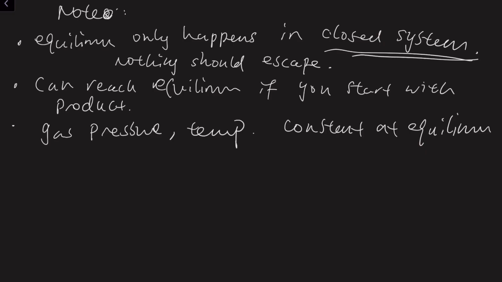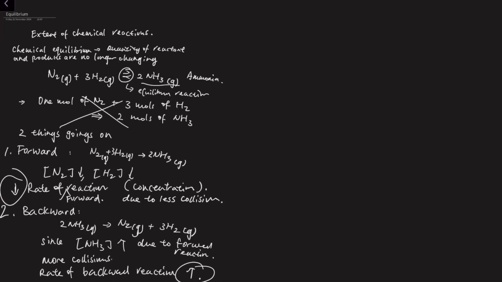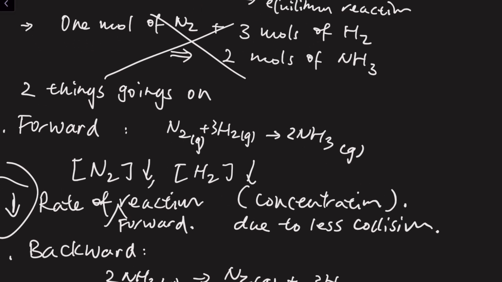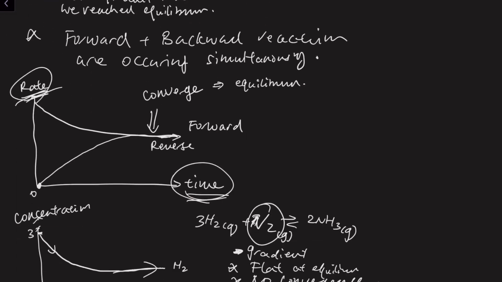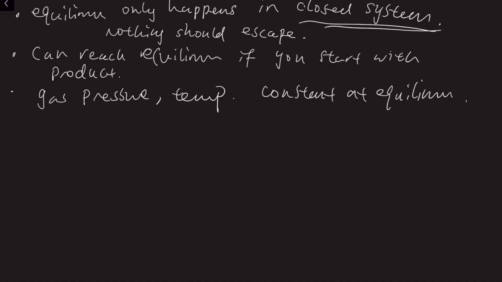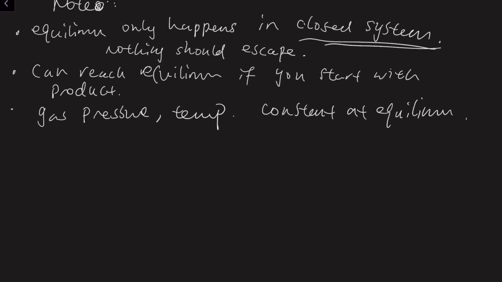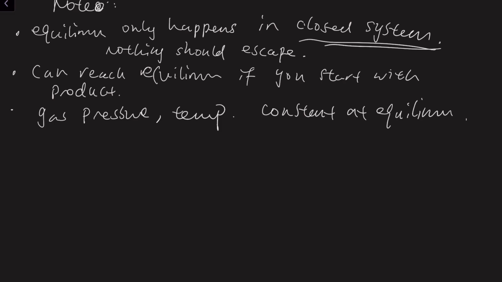So for this example, the forward reaction would actually reduce the gas pressure. So you have 4 gas molecules at the start and then 2 gas molecules in the end. But the reverse reaction, you have 2 gas molecules at the start and then 4 when you reach completion. So these two effects also cancel out. So that's why gas pressure and temperature, they are also constant at equilibrium. So that's the 3 things I want you to know. The next topic, we move on to equilibrium law.